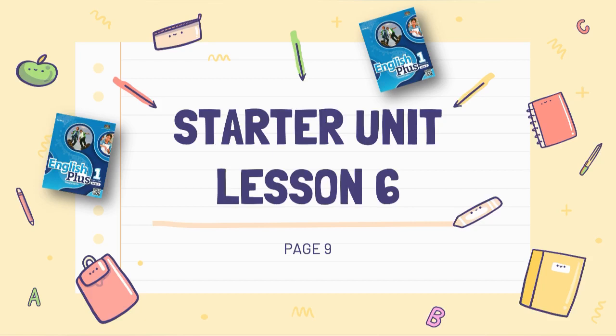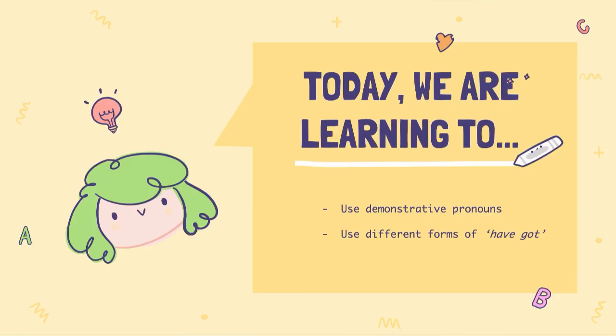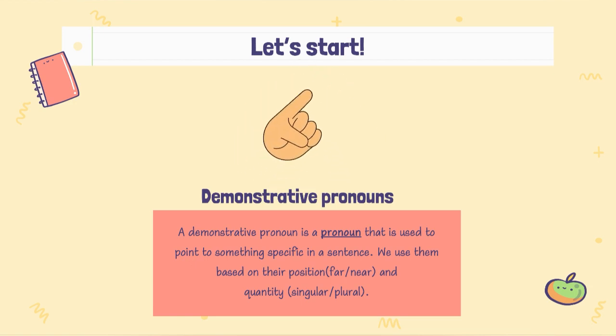It's Miss Nurul again, and today we are going to continue with Starter Unit Lesson number 6, page 9 in your textbook. Alright, so today we are going to learn how to use demonstrative pronouns and how to use different forms of have got. Let's start with demonstrative pronouns. Basically, a demonstrative pronoun is a pronoun that is used to point to something specific in a sentence. We use them based on their position, far or near, and their quantity, singular or plural.